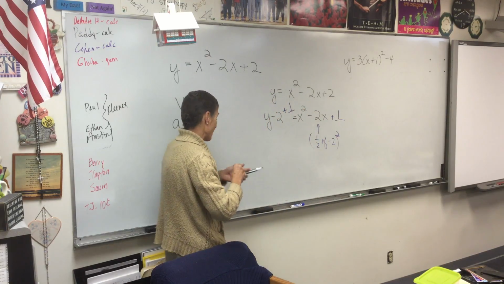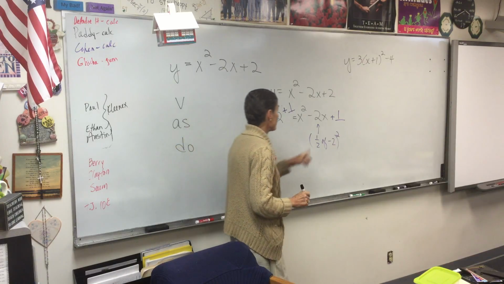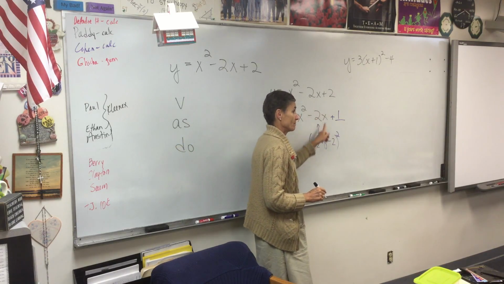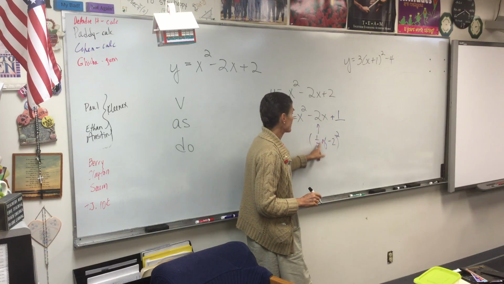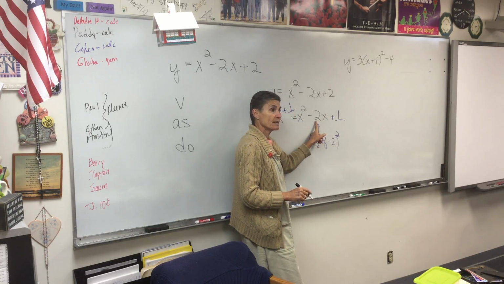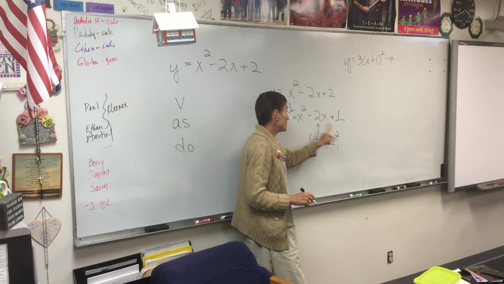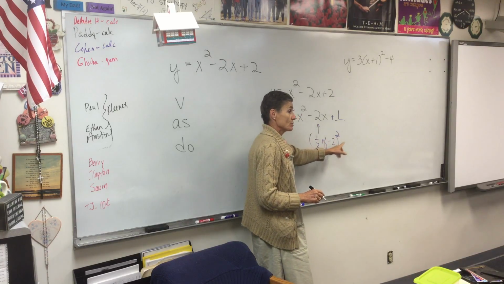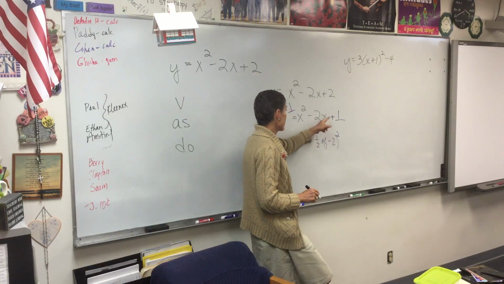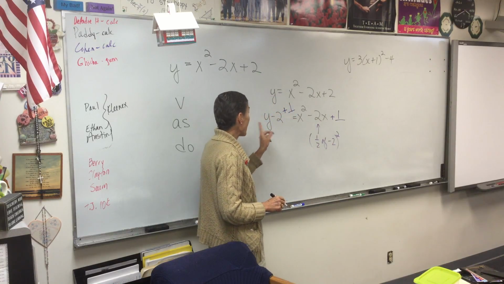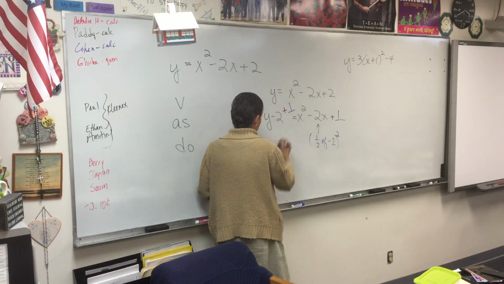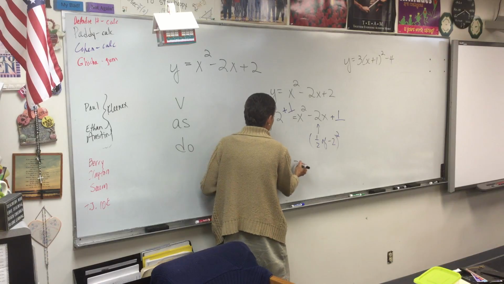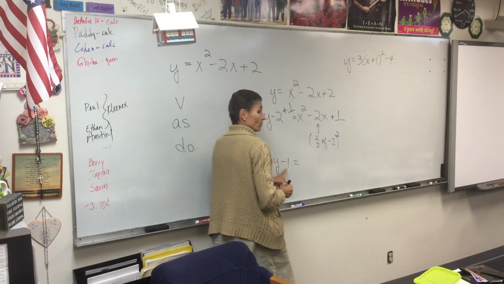Now let me go through that arithmetic with you one more time. Whatever this term is, the b term, we take half of it. So half of negative 2 is negative 1. And then we square that number. So negative 1 squared is 1. So I'm going to add 1 to both sides. Now, this side, when I do my arithmetic, I get y minus 1.